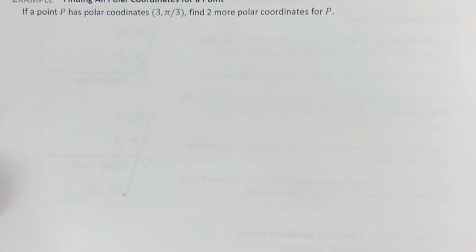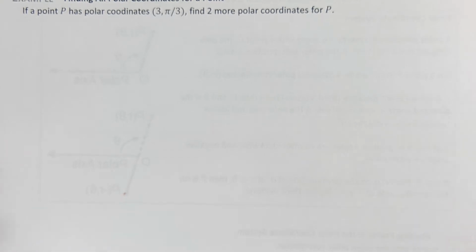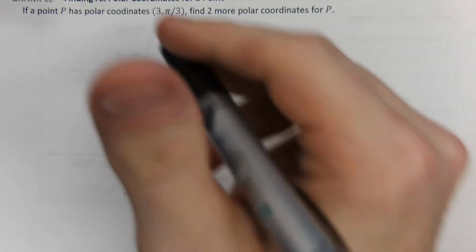If point P has polar coordinates 3 comma pi thirds, it says find 2 more. No, we're going to do better. We're going to find 3 more. That way we can get all 4 versions. That way we can move the negative sign to all the letters if we want to. 3 comma pi over 3.